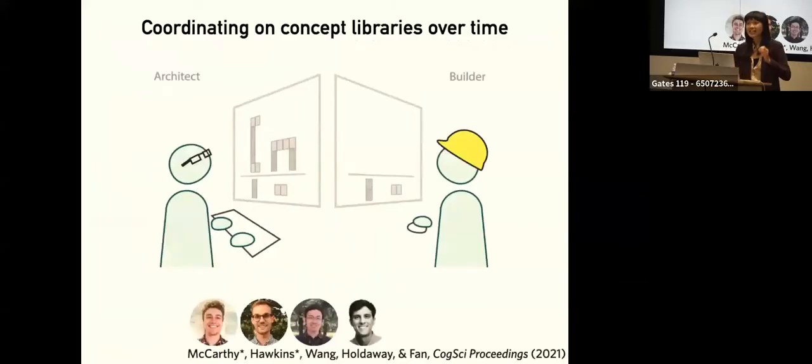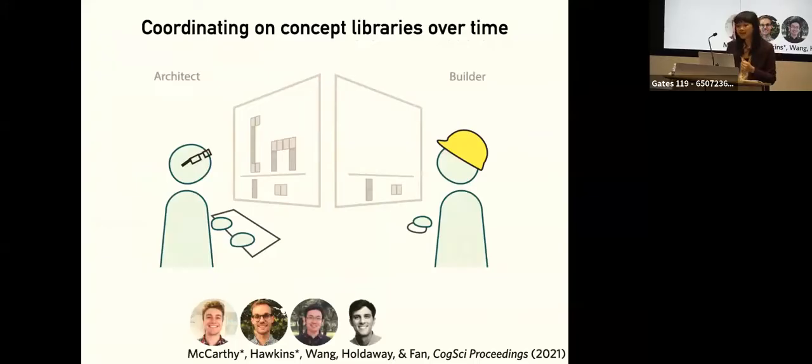And moreover, even if the object distribution stays the same, the library we use to communicate might evolve over time as we establish more common ground with other people. So what learning mechanisms might account for that kind of in-context adaptation?